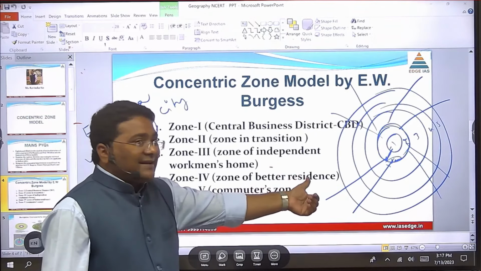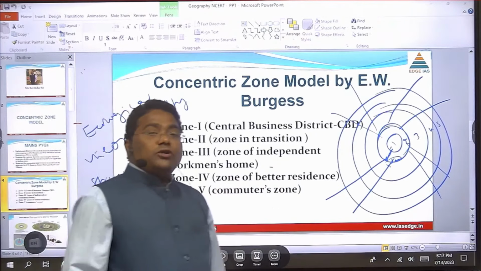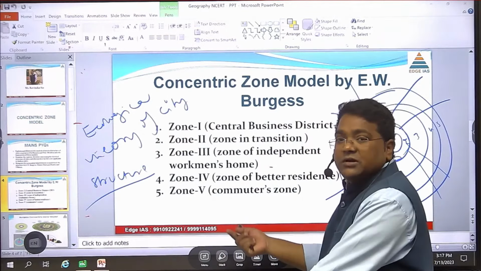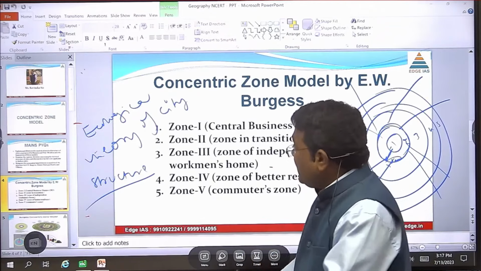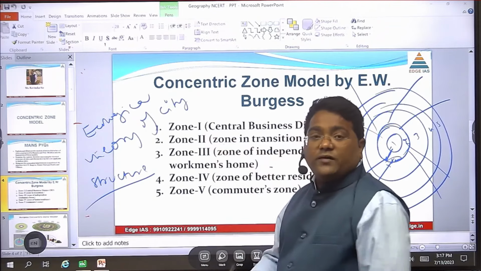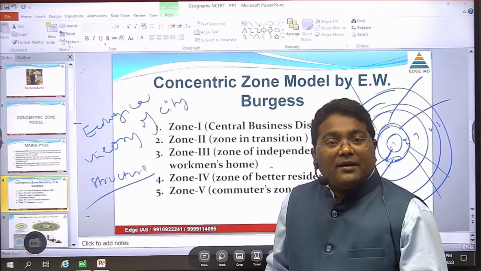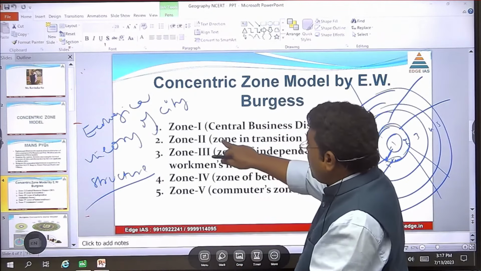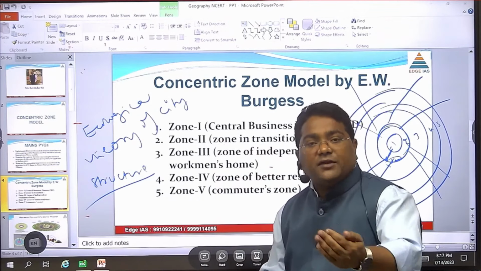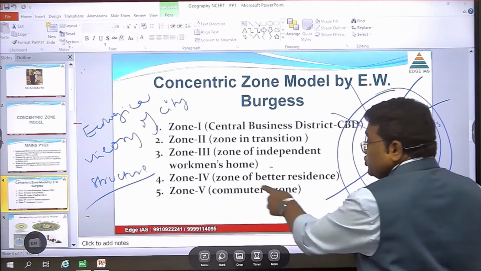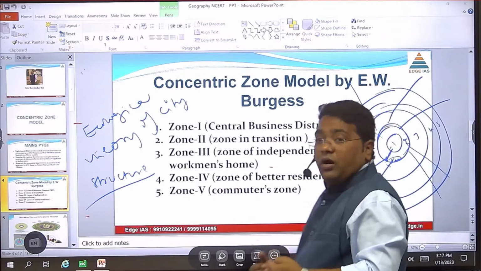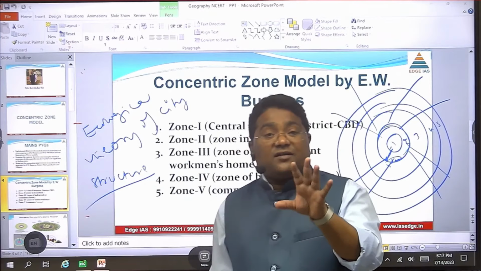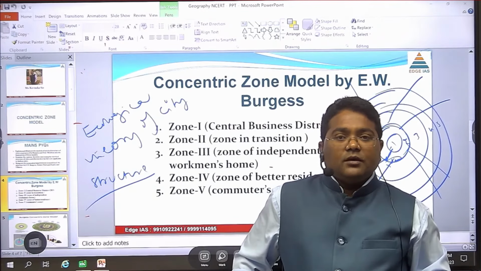Zone 4, better residence. And zone 5, the commuters zone. Actually, the word seems to be like commuters. These people have huge money because earlier they were present in zone 1. Now what happened? They are ready to offer the transport charge also. But zone 2 people cannot offer that, that's why they are very close to the city. But when it comes to zone 5, they are ready to offer because they have huge money. They have their own lands or villas, right?